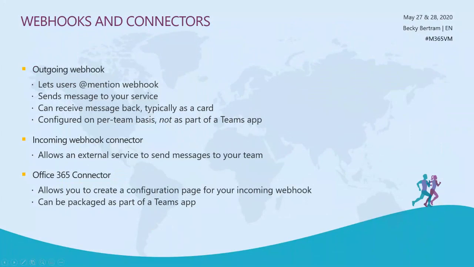Webhooks and connectors: understand that an outgoing webhook is registered just in a team. It allows someone to mention that webhook. An incoming webhook connector allows an external service to send a message to your team. And an Office 365 connector essentially allows that incoming webhook to be packaged within a Teams app and deployed, not just to one team, but even throughout your whole organization or within app source.